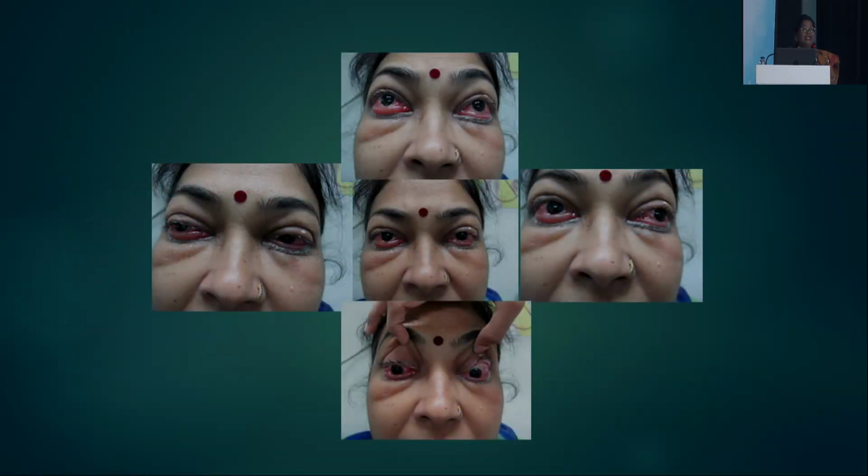So what do you think this lady can have? Where is the lesion? What are the potential differentials you would give? Remember, she came with pain and this picture.